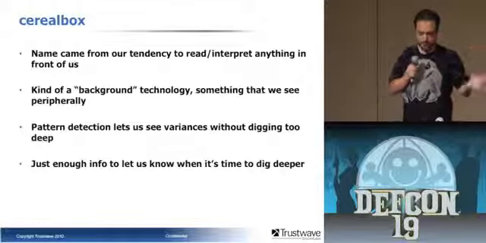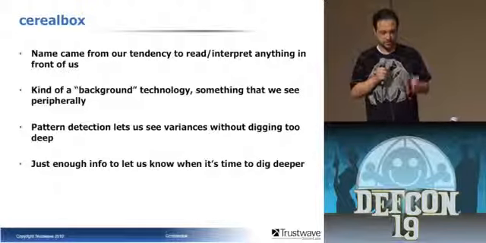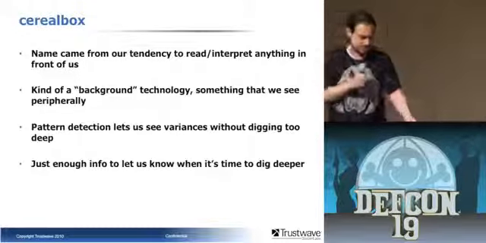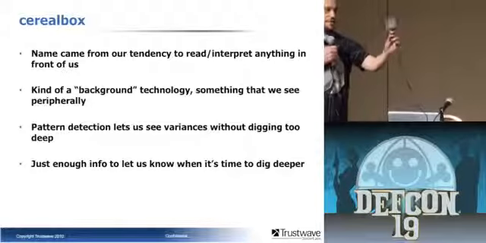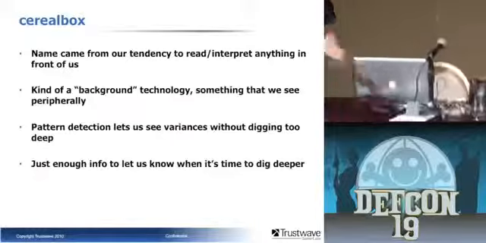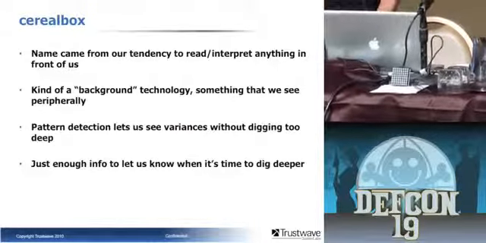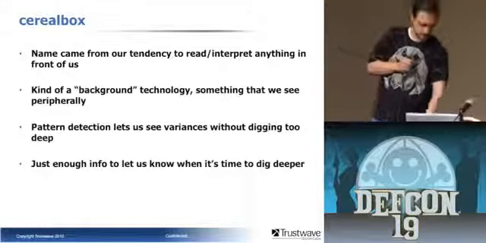So pattern detection lets us see the variances without digging in. It's just enough information. I'll show this in a minute when I get it doing stuff, but I've got this much space to work with, okay? I've got a tiny, tiny little bit of space to work with. So I can't do all the things I would want to do. I can't see all the things I want to see, but maybe that's good. Maybe that's going to force me to think, well, what do I really need to see, right?